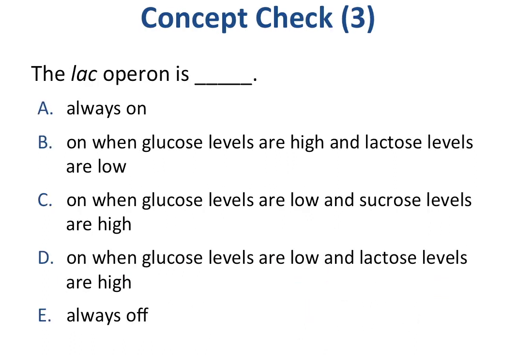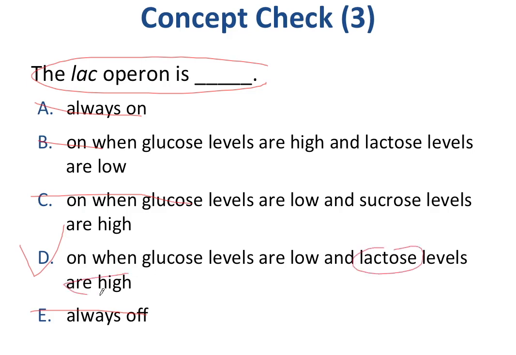Now let's work on this question. I'll give you 5 seconds. So the lac operon is... A is wrong, B is wrong, C is wrong, E is wrong. So the correct answer is D. The operon will be switched on once the lactose level is high, because this is for lactose.